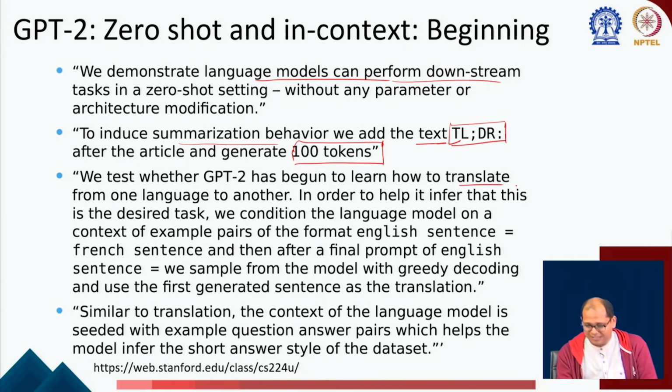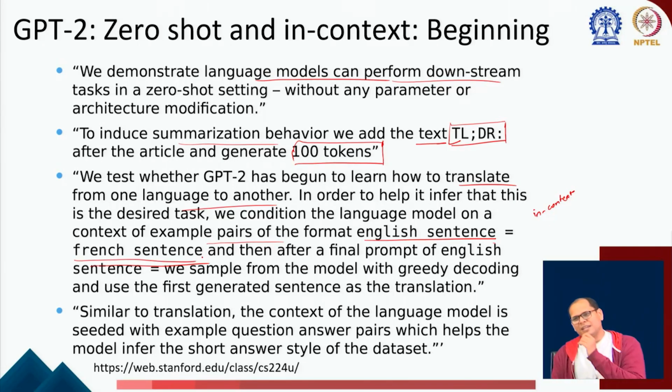They also saw it for translation experiments, and what they did was take some example pairs of the format English sentence equals French sentence, and this is like in context learning. I'll talk about it more when we come to GPT-3. But what they said is, okay, I will create a format where I'll give some examples like English sentence equal to French sentence, and I'll give many examples in the input, not fine tuning, just in the input, and then a final prompt will be an English sentence equal to, and then you just start generating, right.